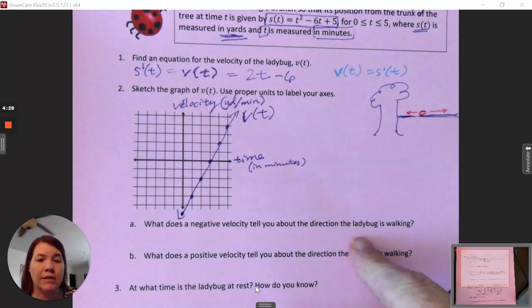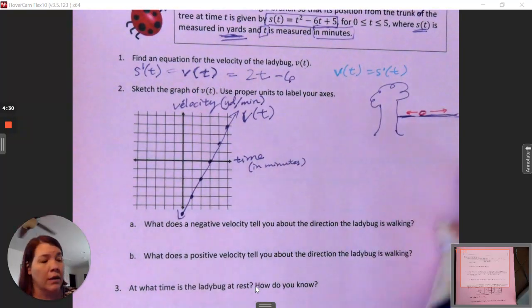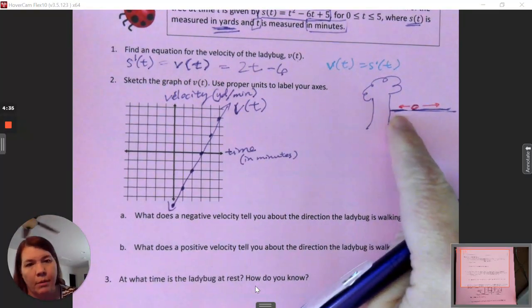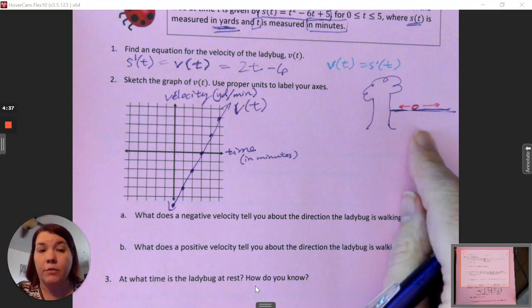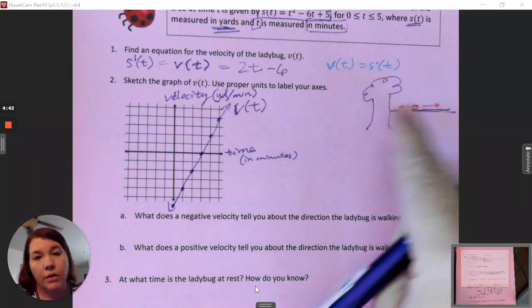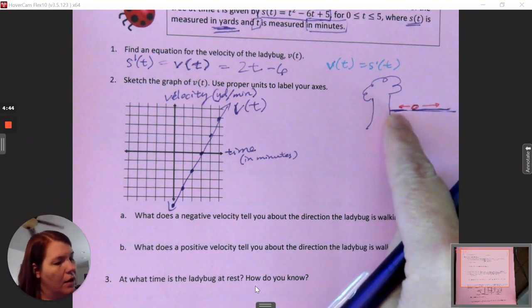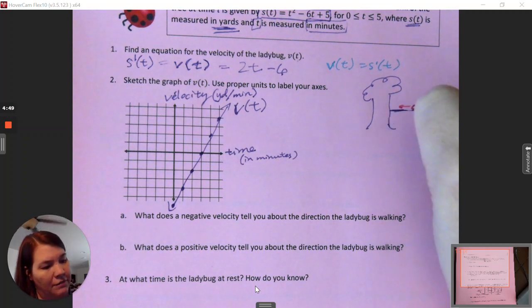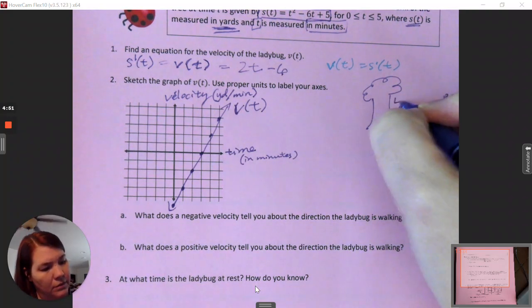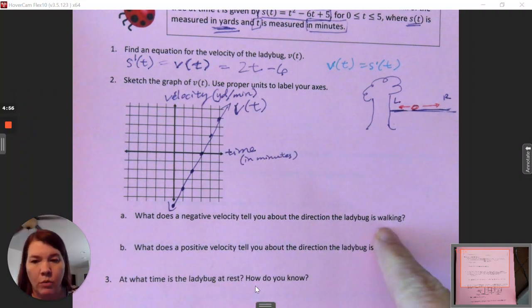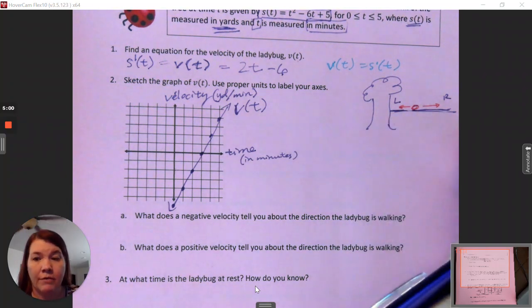What does a negative velocity tell you about the direction the ladybug is walking? So again, the ladybug's walking back and forth on her branch. And sorry about my dreadful picture. I really do apologize for my inability to draw. But she's walking back and forth on a branch that's on the street. And this is a low-hanging branch, so we can see it. But she's walking back and forth. So she's going to the left and the right. Right? So what does a negative velocity tell you about the direction the ladybug is walking? Is she, in other words, going left or right?